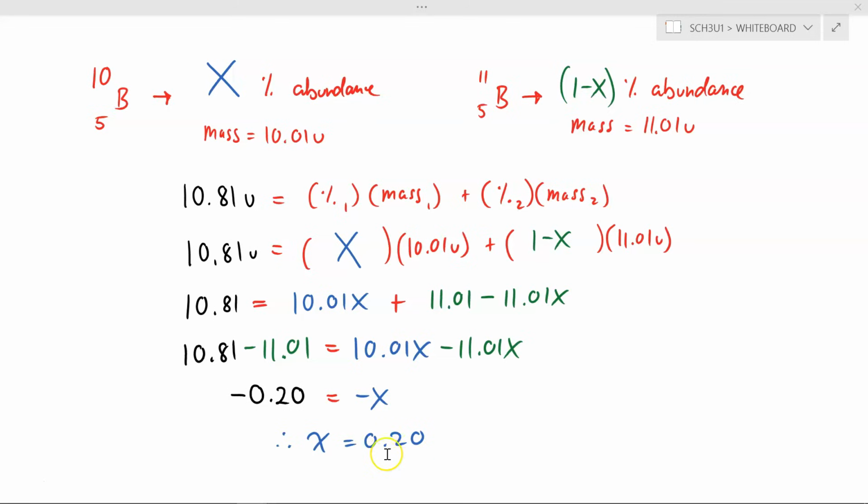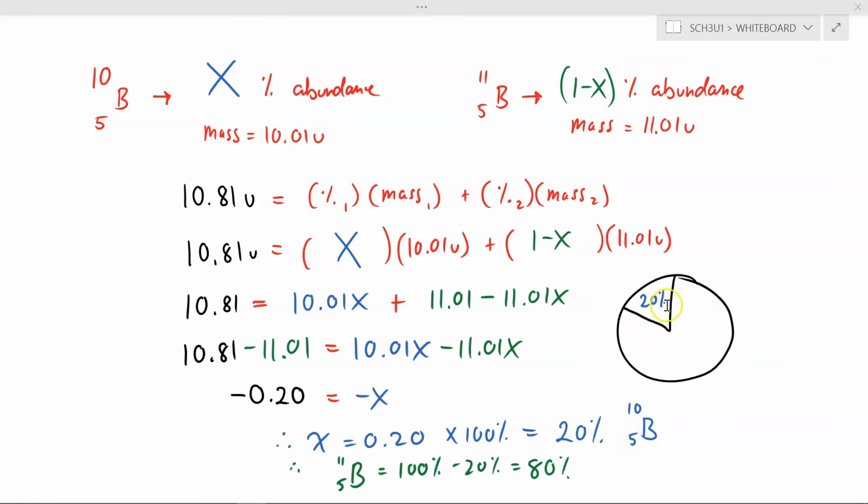But since we're looking for percentages, I need to convert this decimal back into a percent. Instead of dividing by 100, I multiply by 100, giving me 20% of boron-10. So boron-10's percent abundance is 20%. So the remaining must be 100% minus the 20% to give me the rest, which is 80%.